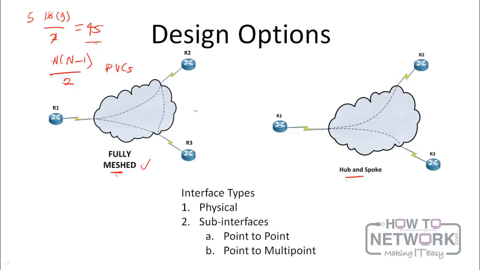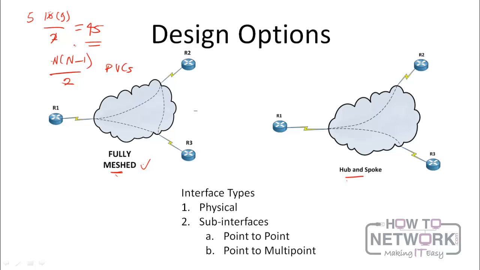So we're going to have 45 PVCs, which is actually a lot of PVCs because you're going to pay per PVC. And that makes it really expensive. And most large networks don't even have 10 sites. They have upward of 20, 50, 100 sites. So you can imagine for a network with 100 sites, you're going to need thousands of PVCs to have a fully meshed network. That really doesn't make any sense.